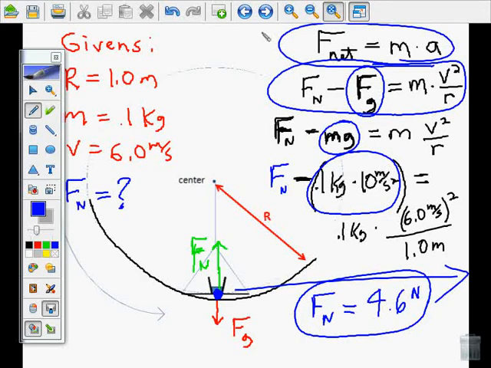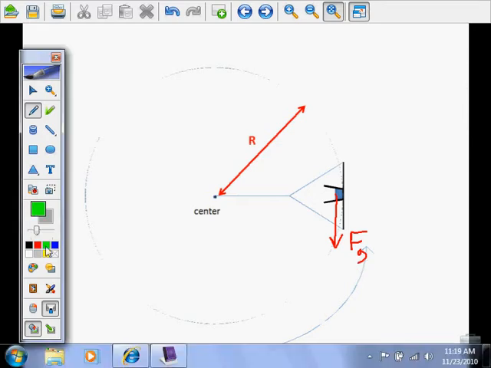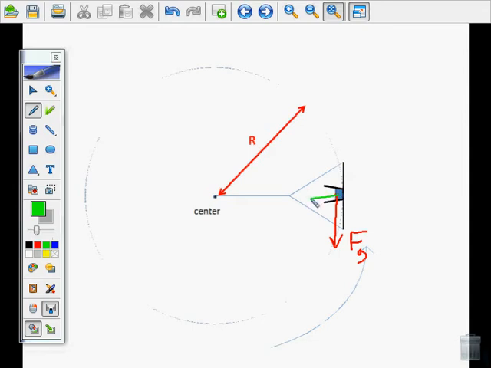Okay. So at this point, we want to draw all the forces acting on the glass once again. And we have the weight force acting down, F sub g. And we have the platform underneath the glass pushing up on the bottom of the glass, which is the normal force.